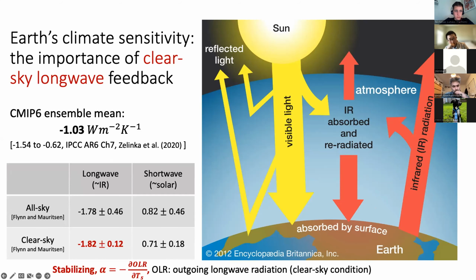The magnitude of the feedback parameter has been evaluated by many studies. For a typical model's 4 times CO2 experiment, the feedback has been quantified as about -1 watts per square meter per Kelvin, which means that for 4 watts per square meter of CO2 forcing, the global surface warms roughly by 4 Kelvin to reach the ECS, and the system is stable.